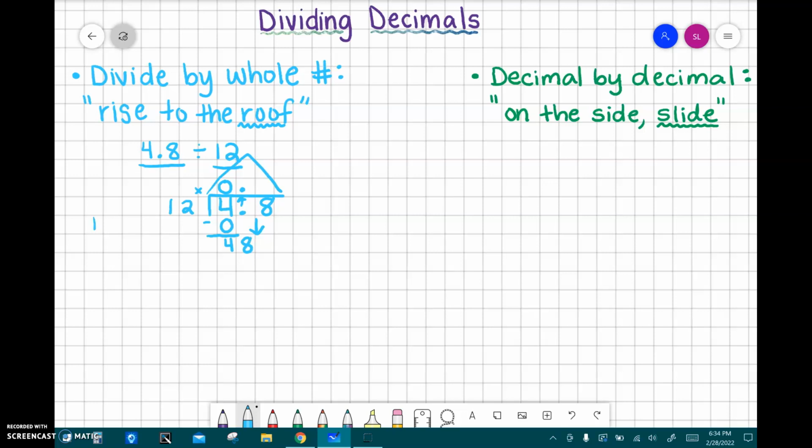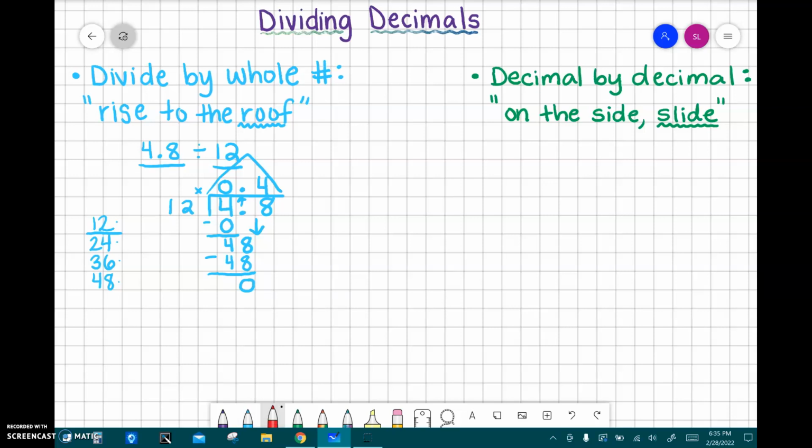Off to the side, if I don't know my facts, we're going to write multiples of 12. 12 times 2 would be 24. 12 times 3 would be 36. 12 times 4 would be 48. So I can go in 1, 2, 3, 4 times. So I'm writing my 4 above the 8, and I'm going to write my 48 all in line. I subtract. If I get a remainder, I'm going to know something is wrong.